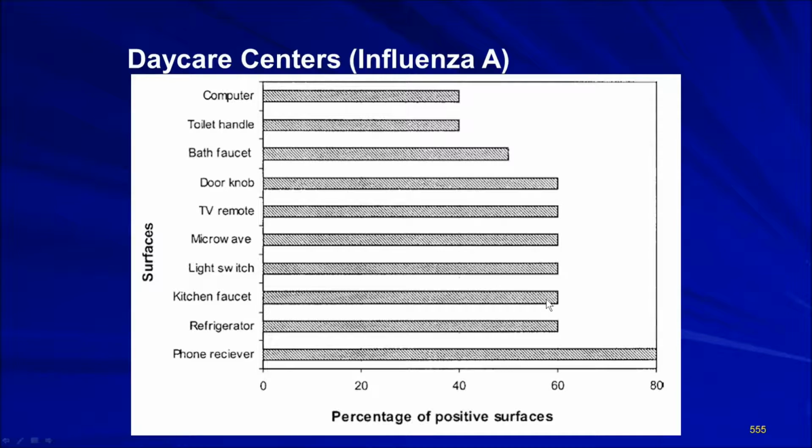But if you're looking at maybe bacteria of fecal origin from stool, you would suspect that the bath faucet and the toilet handle would be more contaminated with that. Okay, so not only does it differ by type or purpose of the object, but also what type of pathogen you're looking at, whether it's bacteria or a virus, and specific types of each. So remember, it's also frequency of use and surface material as well.